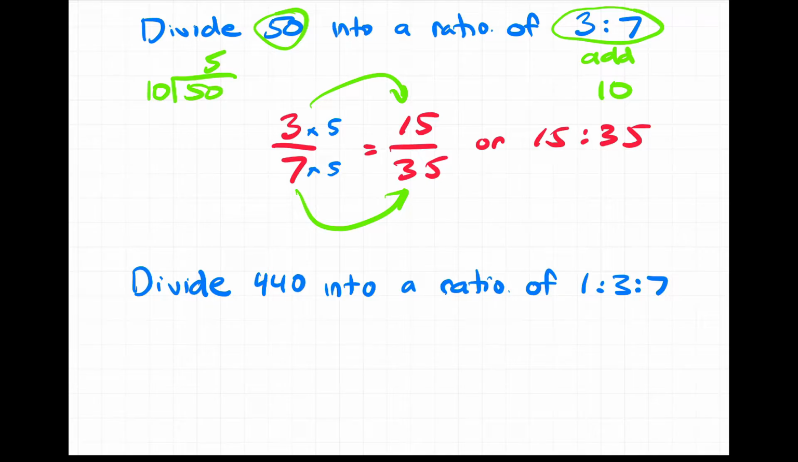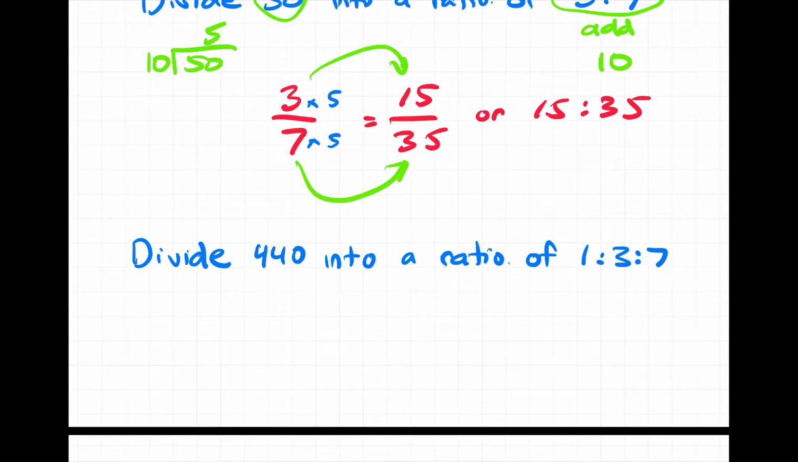Okay, so a little challenge for you here. I've got this third example that's saying we have 440 objects, and we're going to be splitting them up into a ratio of 1 to 3 to 7. So I would like you to pause the video and use the same strategy we used in the first two examples to try your best to split those 440 objects up according to that ratio. Okay, once you're done, start the video up again and you can check your answer.